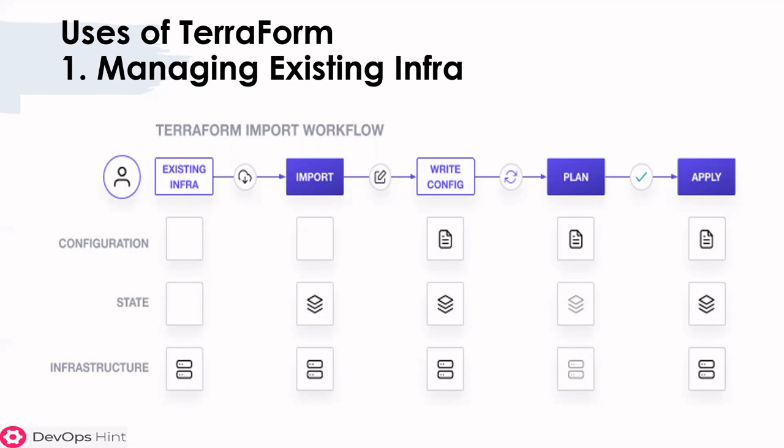Suppose you have already created the infrastructure, some servers with Docker installed on them, and you have deployed microservices on them. All those things you can manage using Terraform. You have already existing infra, so you can import that, and accordingly you can write your configuration file, then you can apply that.